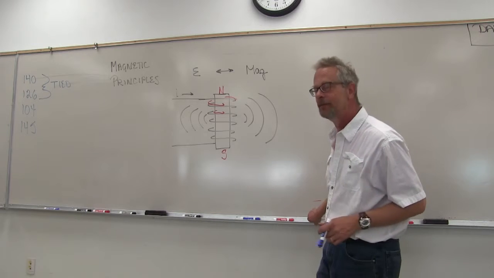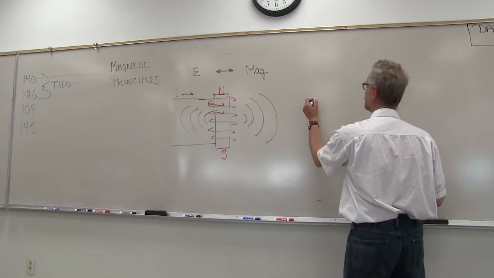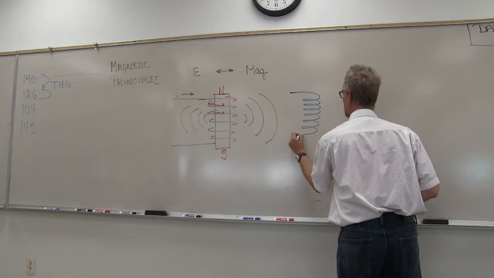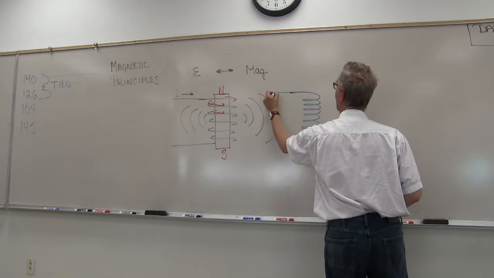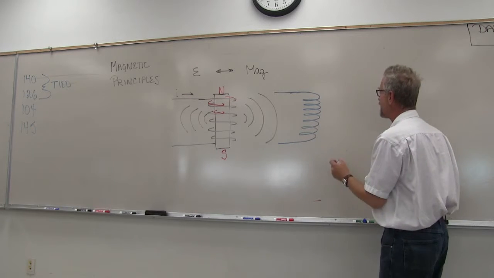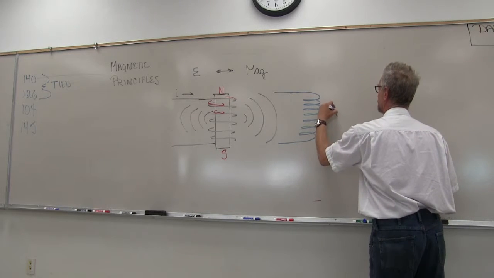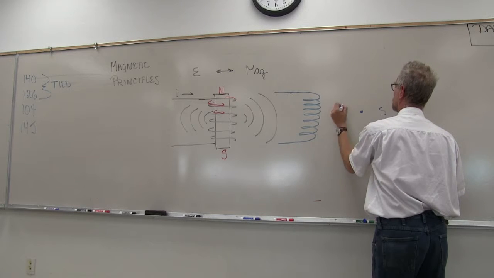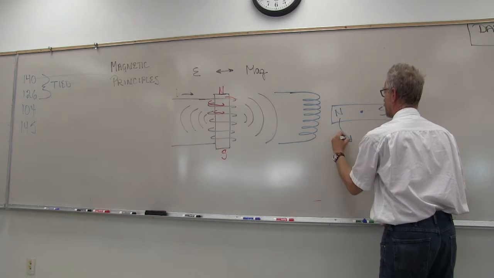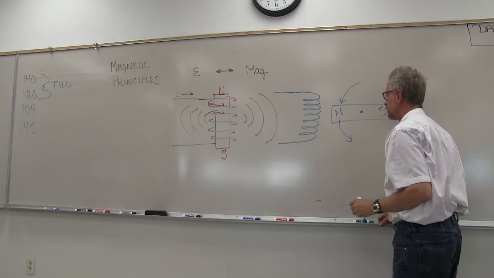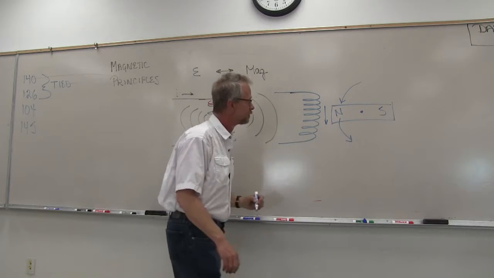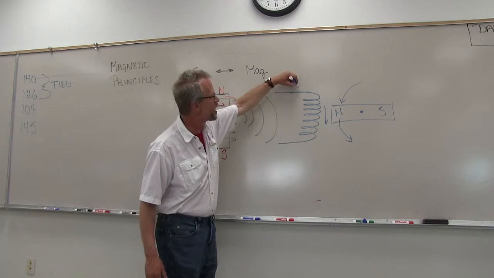That's part one. Here's part two. I take the same coil, and instead I take a magnet and rotate it, moving it past the coil. It will generate current.